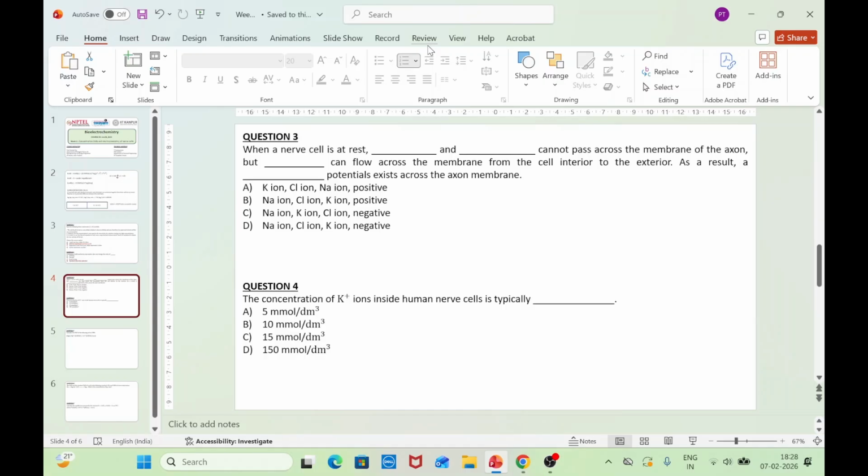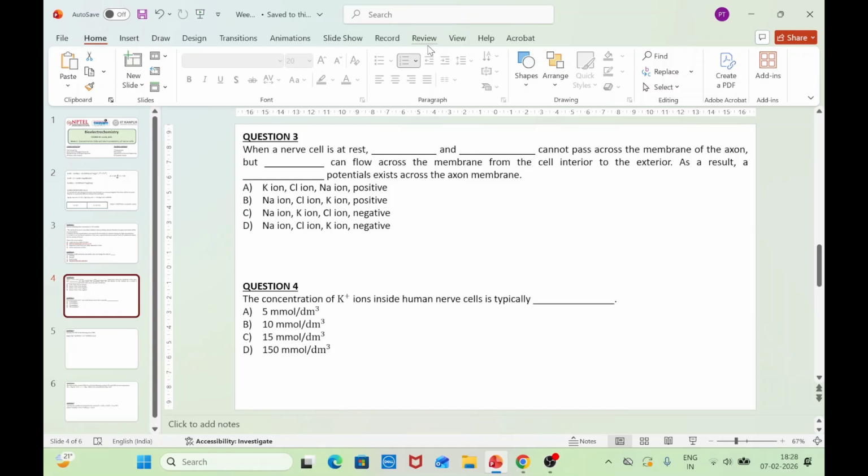Question 3 is: when a nerve cell is at rest, read carefully, when a nerve cell is at rest, dash and dash, two types of ions cannot pass through the membranes of the axon, but a particular ion alone can flow across the membrane. So in the case of a nerve cell, you will have two types of cation and one type of anion: K plus, Na plus, and Cl minus.